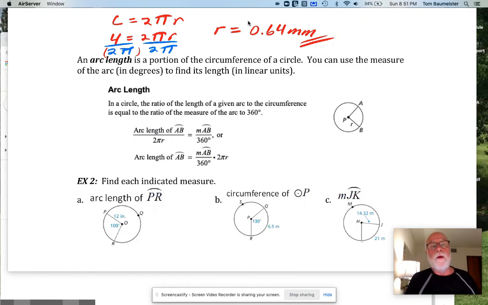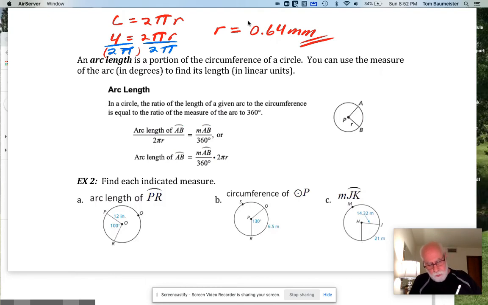Arc length, on the other hand, is probably something new to us. So an arc length is a proportion of the circumference of a circle. You can use the measure of the arc in degrees to find its arc length in linear units. So, excuse me, arc length. In a circle, the ratio of the length of a given arc to the circumference is equal to the ratio of the measure of the arc to 360 degrees.